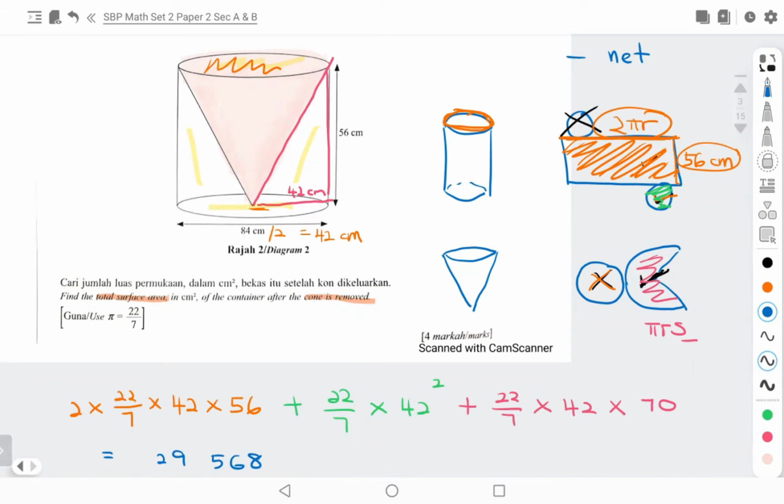So 4 marks will be given if you're able to write down the equation of the rectangular shape, circle, and also the curved surface area of the cone. And the final answer, you get a total of 4 marks. This kind of question is popular. It can be volume, surface area, perimeter. It's very popular. Surely one question will come out in the Form 4 final exam, Form 5 final exam, or even in SPM.